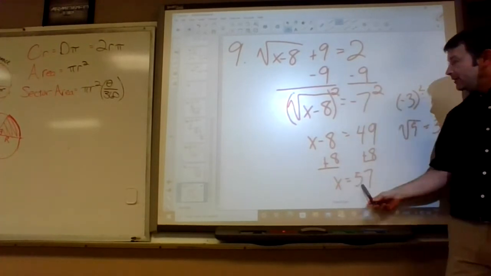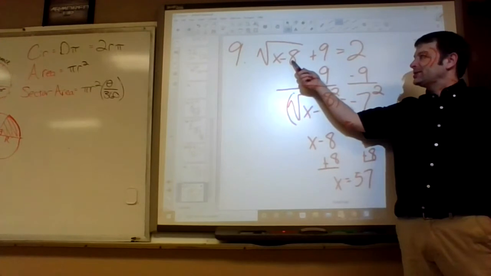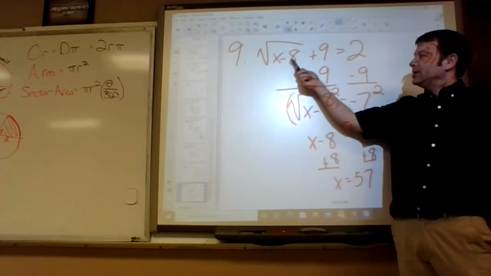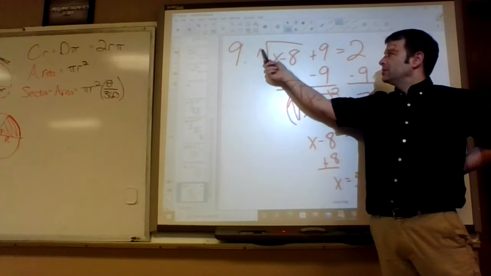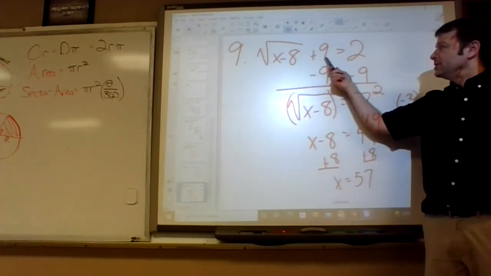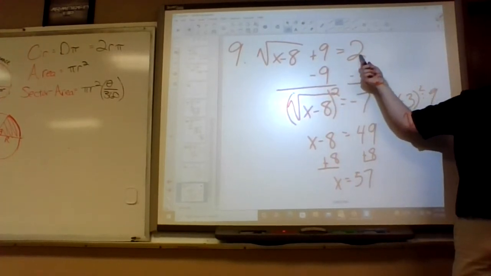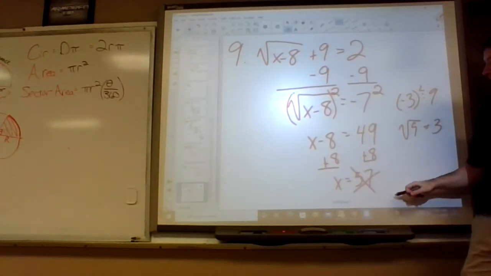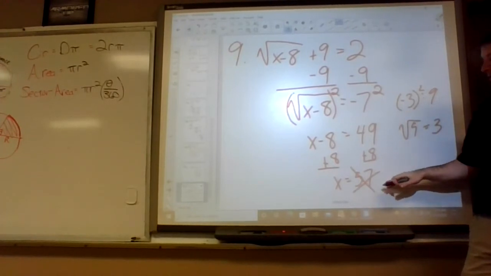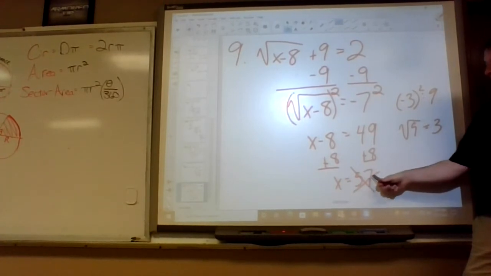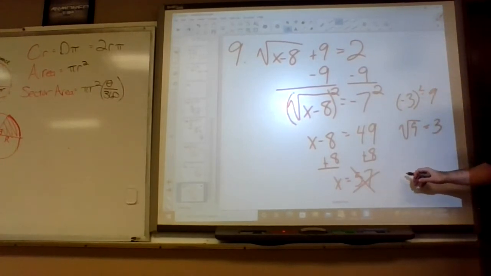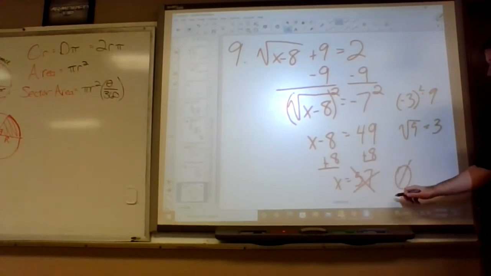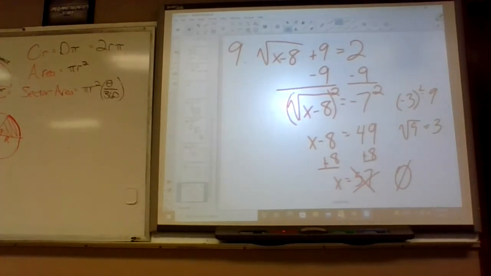Let's see, so if I plug 57 back in, 57 minus 8 is 49. What's the square root of 49? 7? 7 plus 9 is not 2. This is actually not a solution. It's an extraneous solution. So there is no solution. If there was another answer, like some problems we did this year had 2 answers, 3 answers, there would still be a solution, but in this case, there is no solution. It's impossible, so I'll just put the no solution symbol.